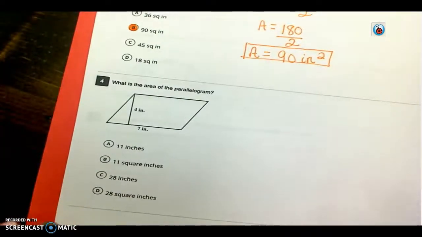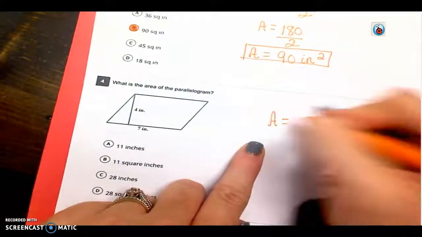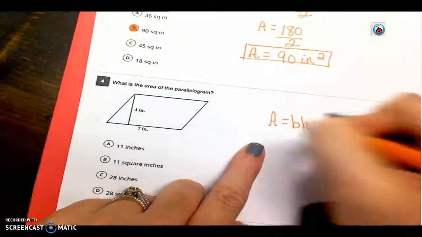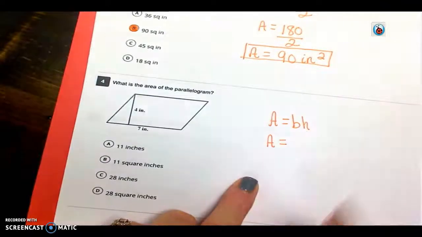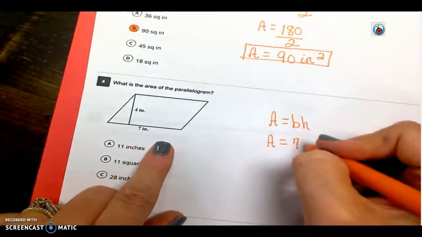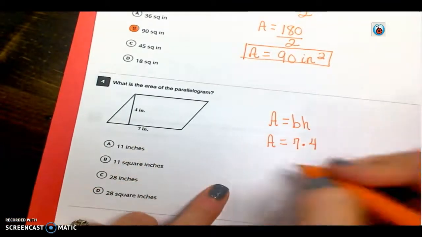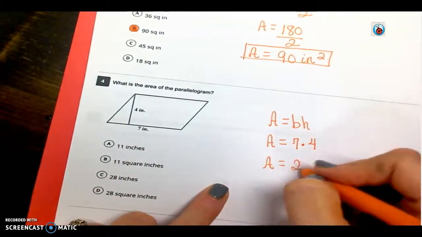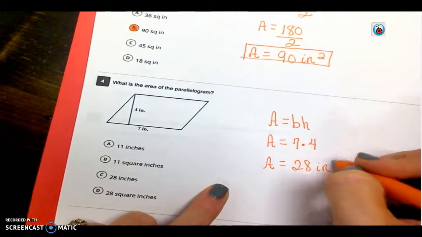All right, moving on to number 4, we have a parallelogram and we're finding the area. So area equals base times height. We have our base number of 7 inches and our height of 4 inches. And 7 times 4 is 28 inches squared.